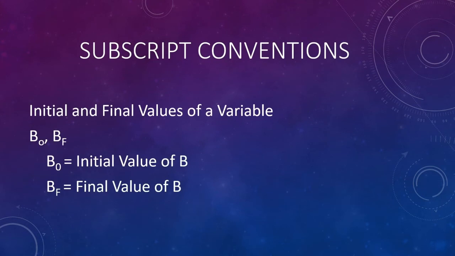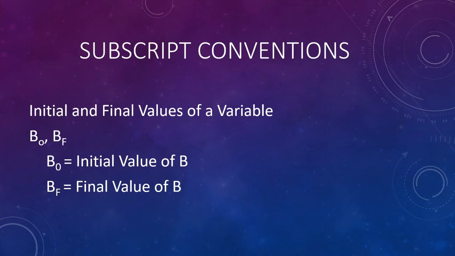Another convention that you'll see is for the initial and final values of a variable. You'll see the subscript O or subscript 0 for the initial value of a variable, and the subscript F, both uppercase and lowercase, used for the final value of a variable. Occasionally you may see I used for the initial value, but that's also used in other contexts. But subscript 0 or O is the initial value, subscript F is the final value.